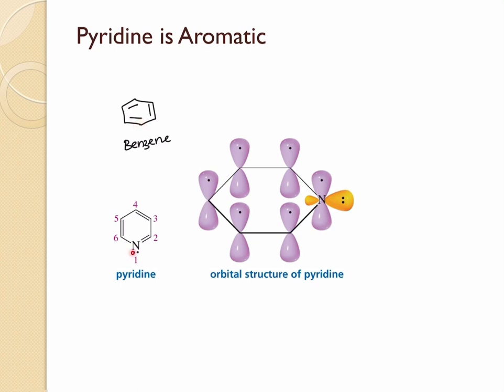And in pyridine, the electrons that are present on nitrogen will not be taking part in delocalization, because these are present in an sp2 orbital, which is perpendicular to the p orbital. Let's see why pyridine is aromatic.